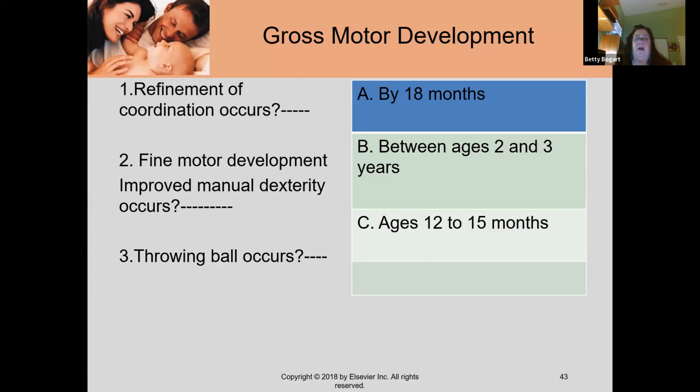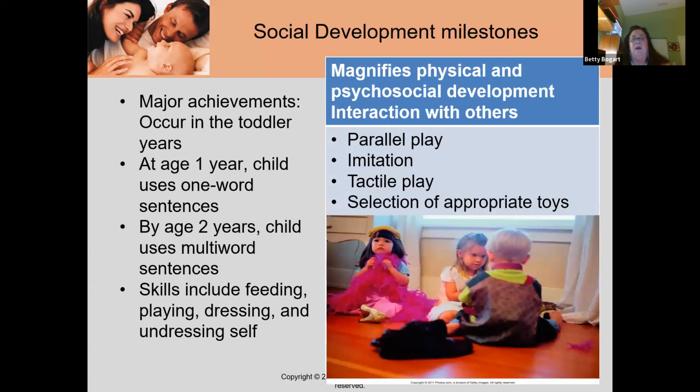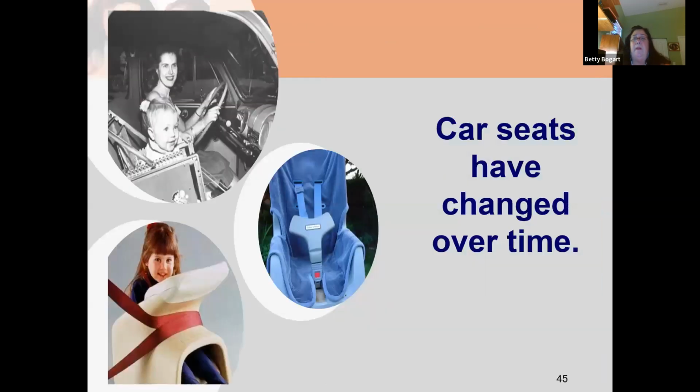So again, here are some questions for you, and the answers are there below, so you can check them out. Social development milestones is play, right? By age 1, one-word sentences, and by 2, multi-words. And they should be able to start to feed, play, and dress or undress themselves. We know that play is important, and there are different sorts of play.